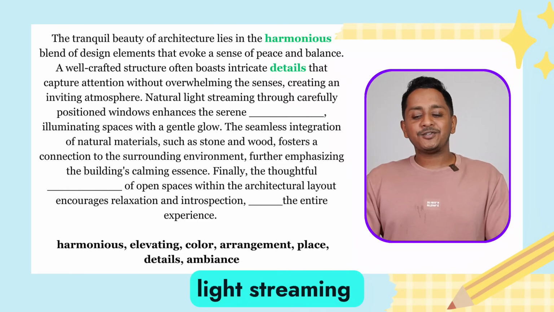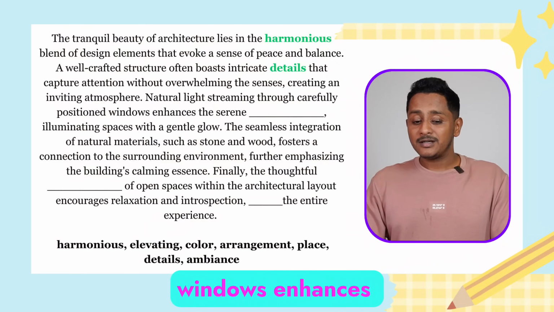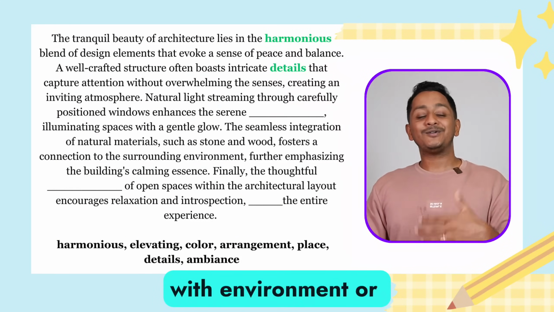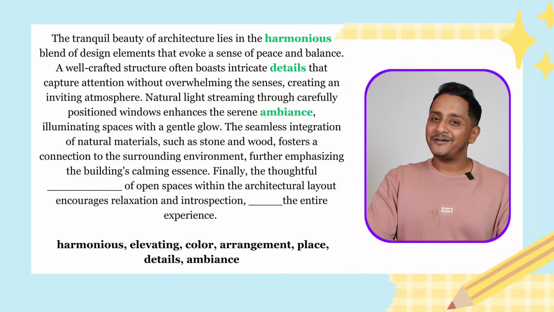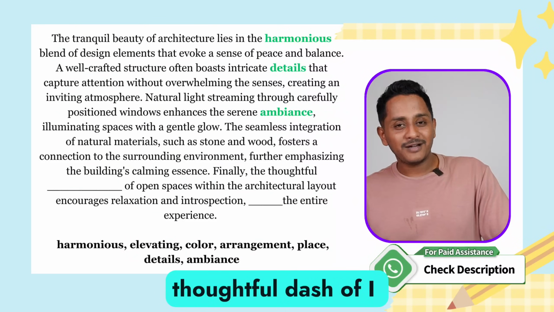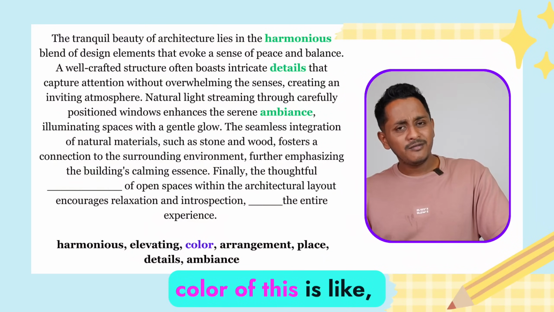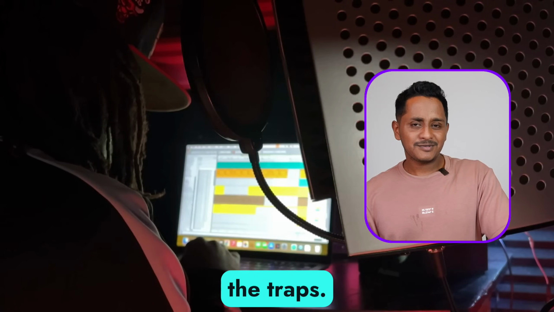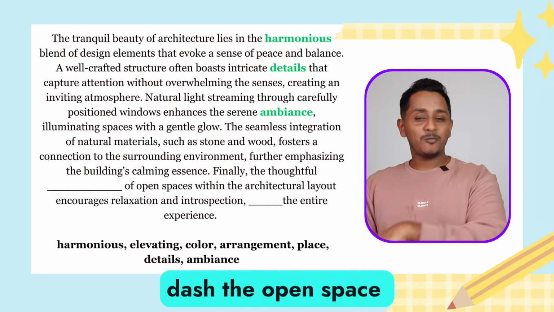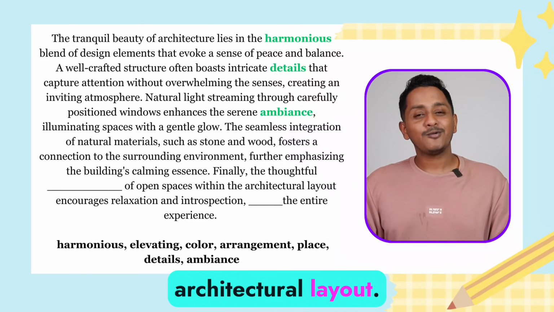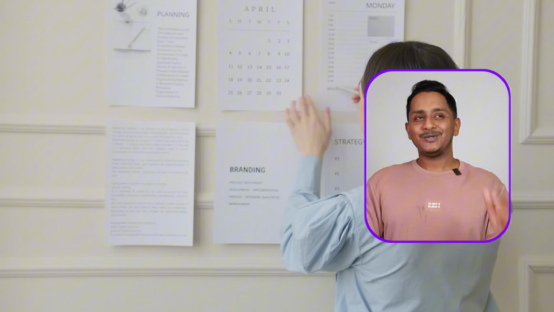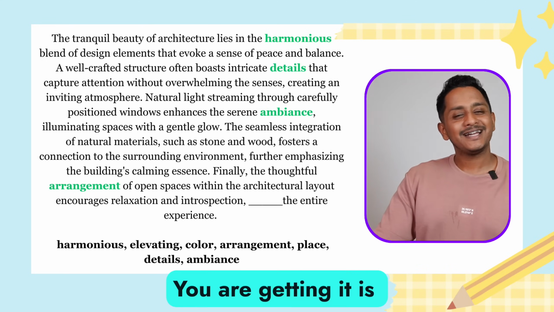The next one, natural light streaming through carefully positioned windows enhances the serene dash. Serene always goes with environment or ambience. This is a straightforward collocation rule. The next one, finally, the thoughtful dash of. I've seen people writing the thoughtful color of. This is like falling for the traps. The thoughtful elevating of, I've seen people doing it. You thoughtfully dash the open space within the architectural layout. It's a thoughtful arrangement of things. You thoughtfully arranged things. Because, getting it, it's all collocations.